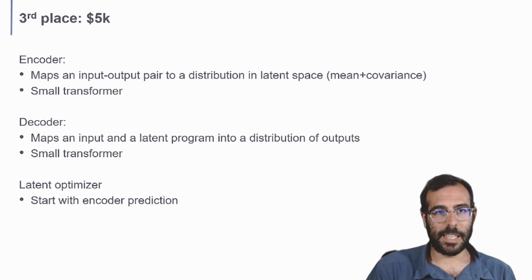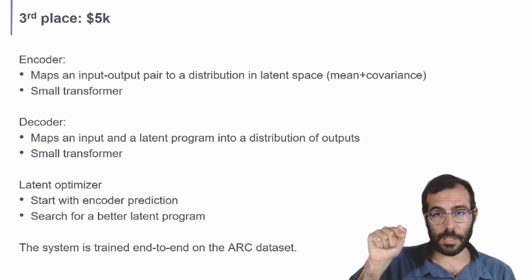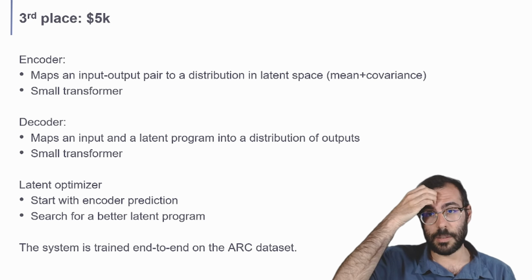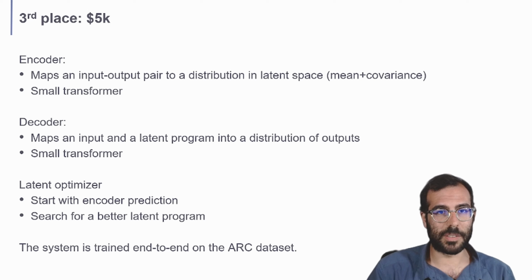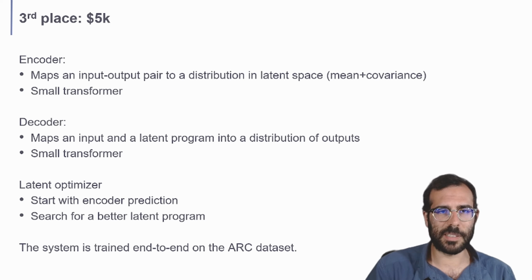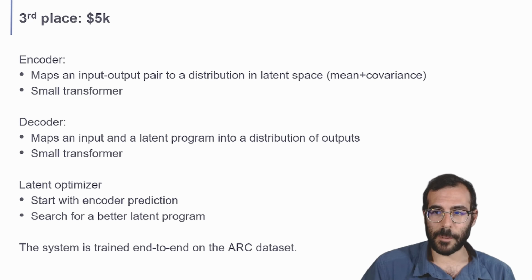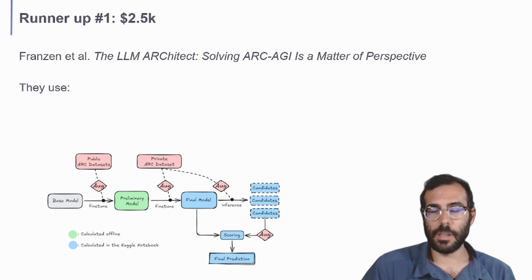And then you have this idea of the latent optimizer that starts with the encoder prediction and searches for a better program. And that is done for each task, you can go around this space searching for a better solution. The system is trained end-to-end on the ARC dataset. And again, they get not as high a performance as some other systems, but the approach is so interesting that it deserved a prize. Then you have the runner-up papers.